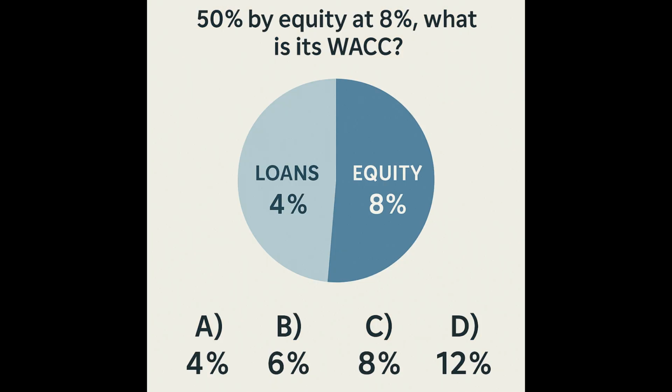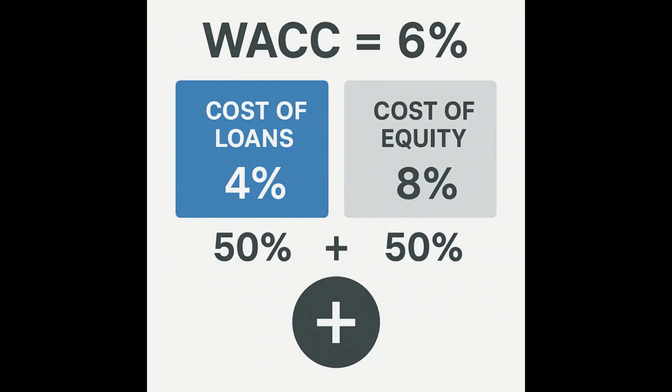6. Multiple choice. If a company is funded 50% by loans at 4% and 50% by equity at 8%, what is its WACC? A. 4%. B. 6%. C. 8%. D. 12%. The company's WACC is B. 6%. This is calculated by taking 50% of the cost of loans, 4%, and 50% of the cost of equity, 8%, then adding them together.